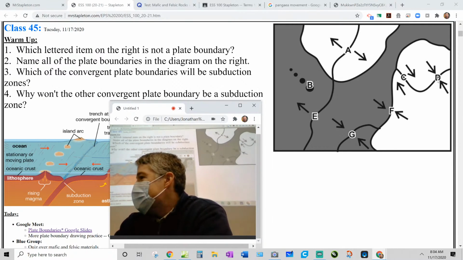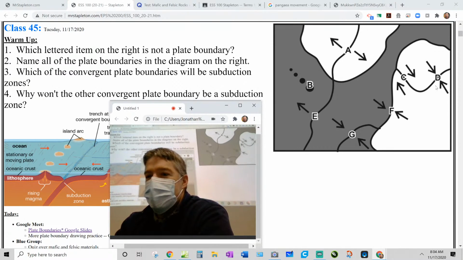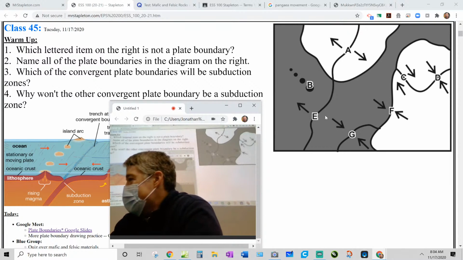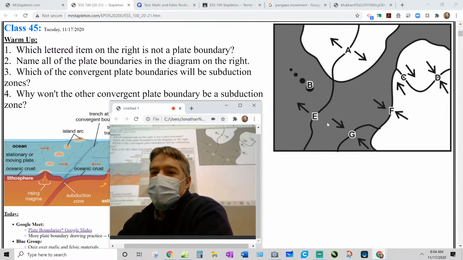The next one's D. Jace, what would you call D? What kind of plate boundary is that? Convergent. And what are the two plates? Is it ocean-continent convergent? Continent-continent convergent. Good. And letter E right here. Harriet. What kind of plate boundary? Divergent. Divergent, and what kind of plates are they? Ocean. Yeah, so ocean, ocean, divergent.